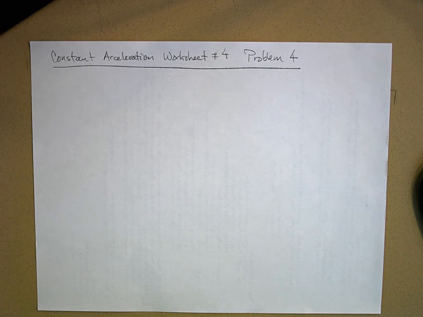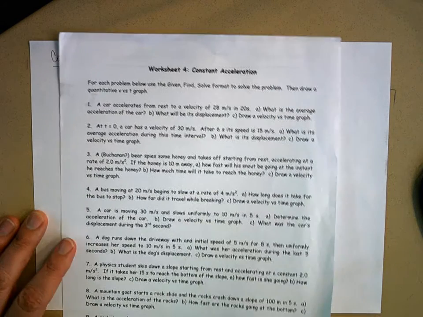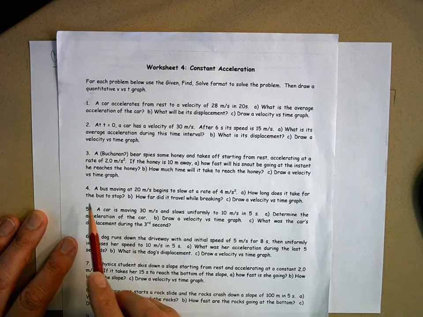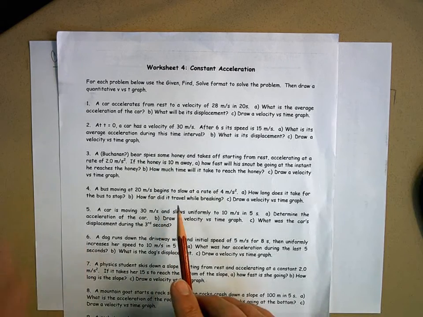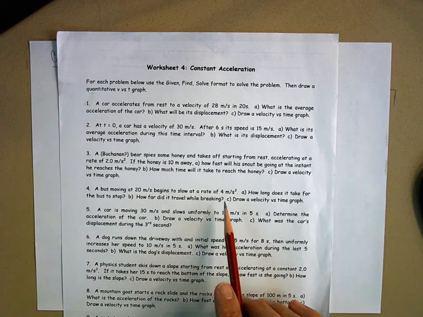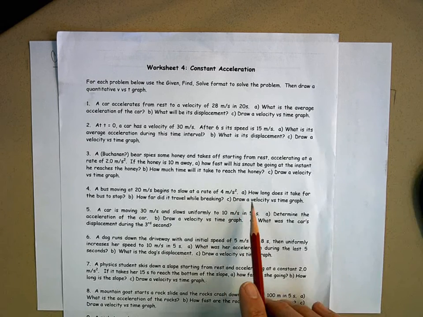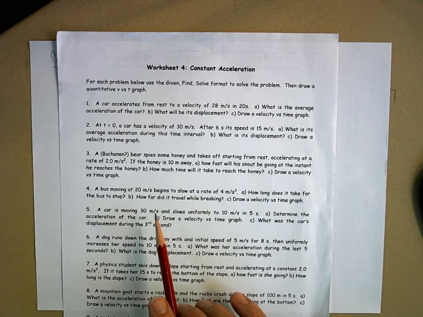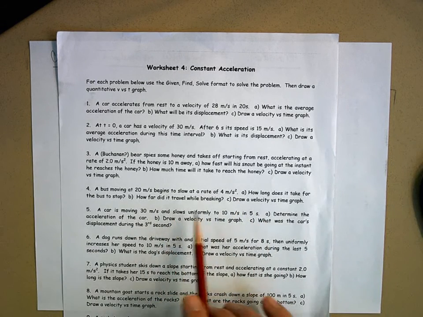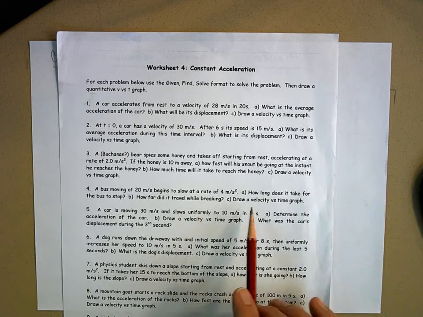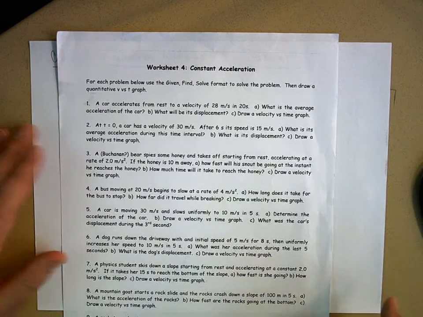Let's do the constant acceleration worksheet number 4, problem 4. And here's the worksheet here, and here's number 4. It says a bus moving at 20 meters per second begins to slow at a rate of 4 meters per second every second. How long does it take for the bus to stop? How far did it travel while braking? And draw velocity versus time graph.